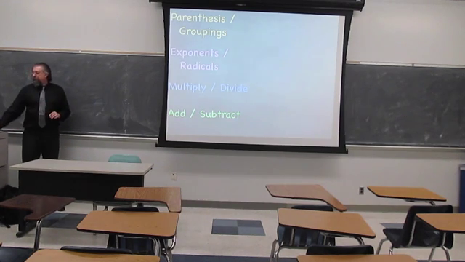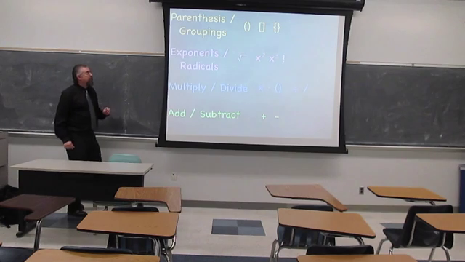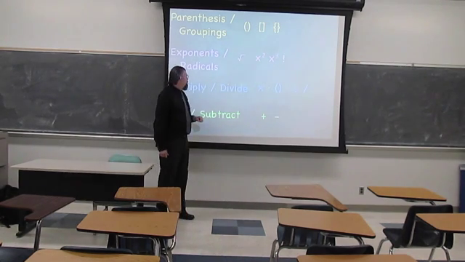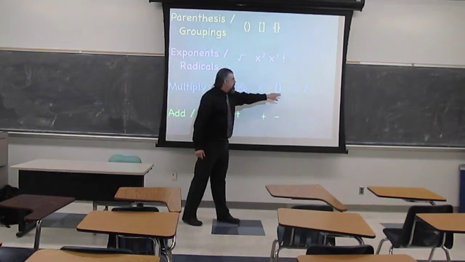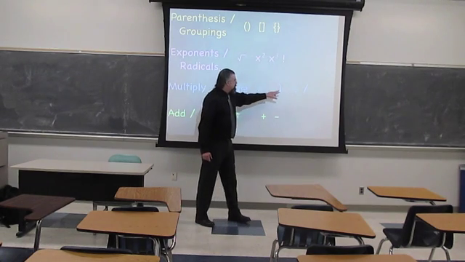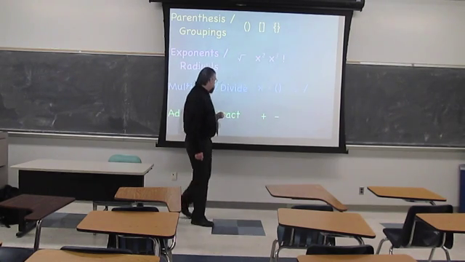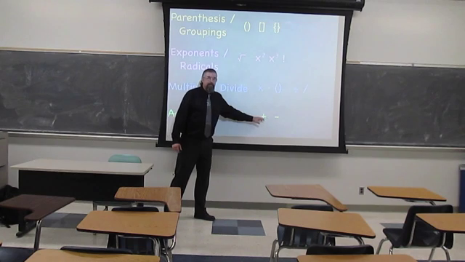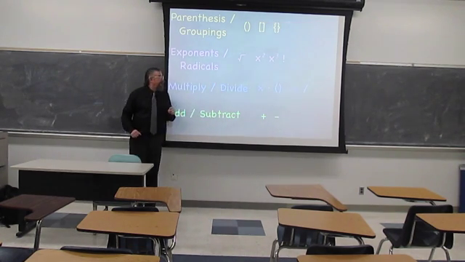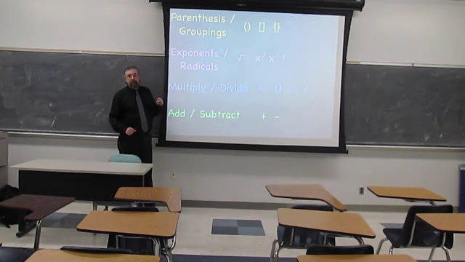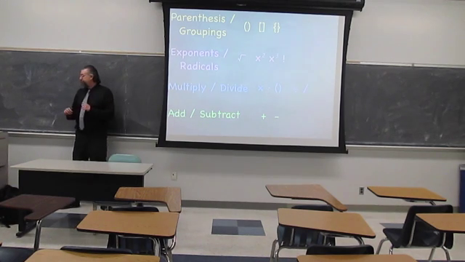So, parentheses and groupings, those are the symbols there. Exponents and radicals, we have the symbols right here. Multiply and divide, these are the different multiplication symbols and the division symbols. Add and subtract, the plus and minus. Okay, any questions on those? No? Okay.